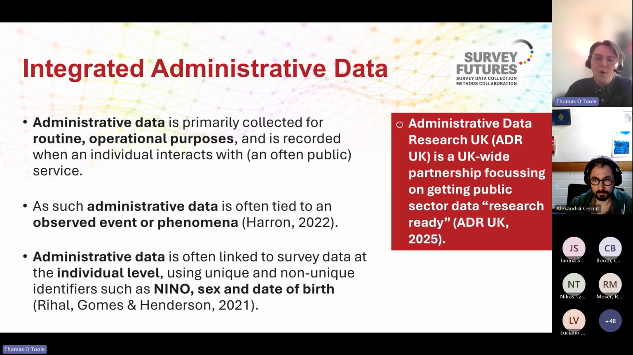Just to take the time here to point to ADR UK, which is a UK-wide resource which aims to get public sector data research ready. And it's a great resource if you're looking to use admin data for research purposes.